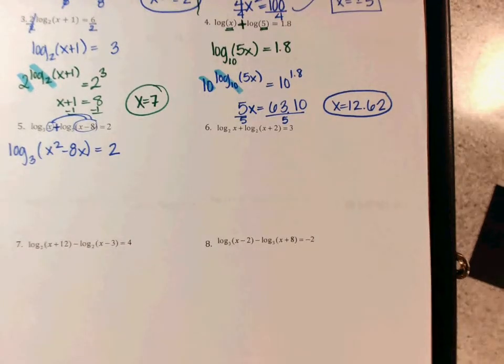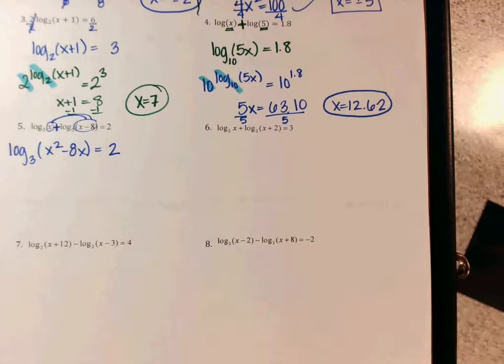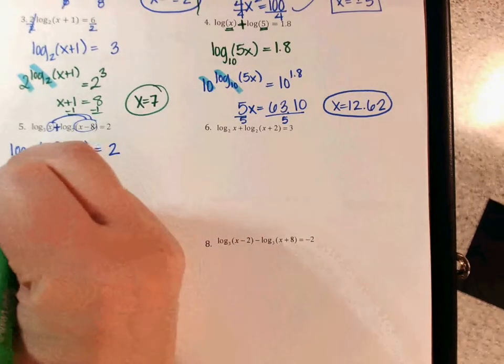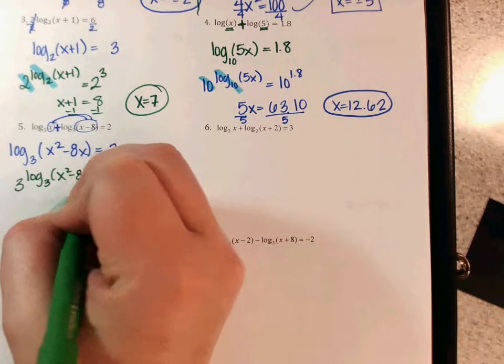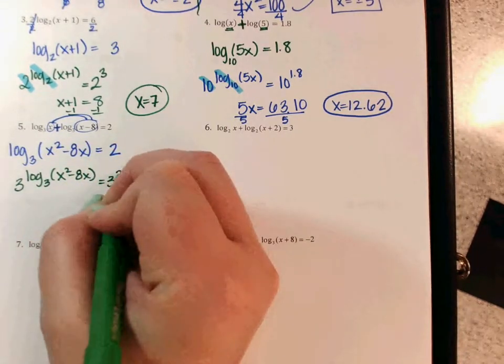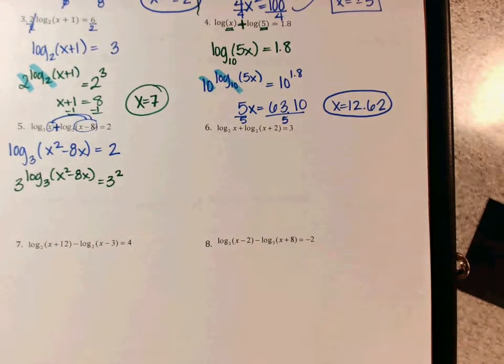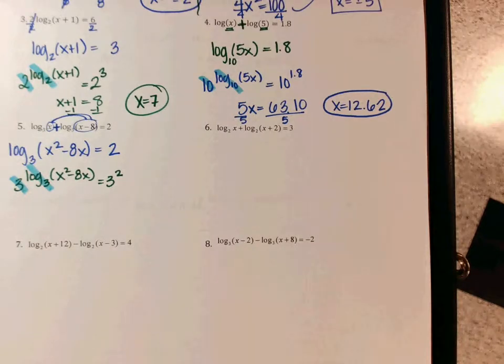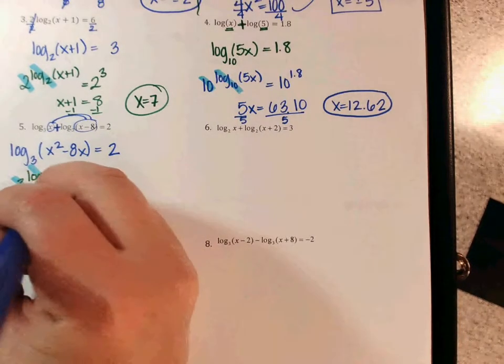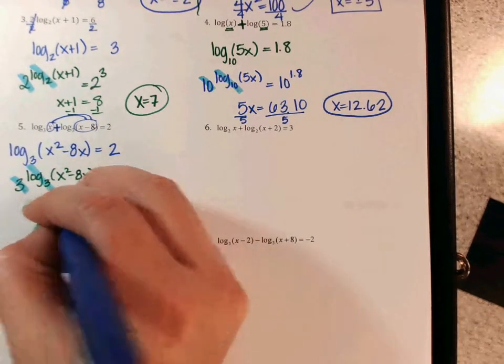Okay, then from here, to get rid of the log, we're going to apply the base on both sides. So if my base is a 3, it's going to be 3 up to the log 3, just like we did yesterday, and then 3 up to the 2. And then your 3 and your log 3 cross out, your x squared minus 8x can move down. And what is 3 squared the same as over there? 9. Very good. So I have x squared minus 8x equals 9.